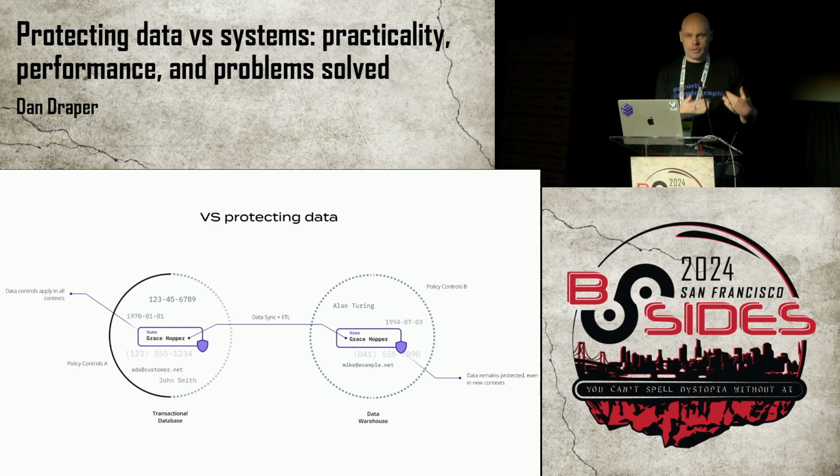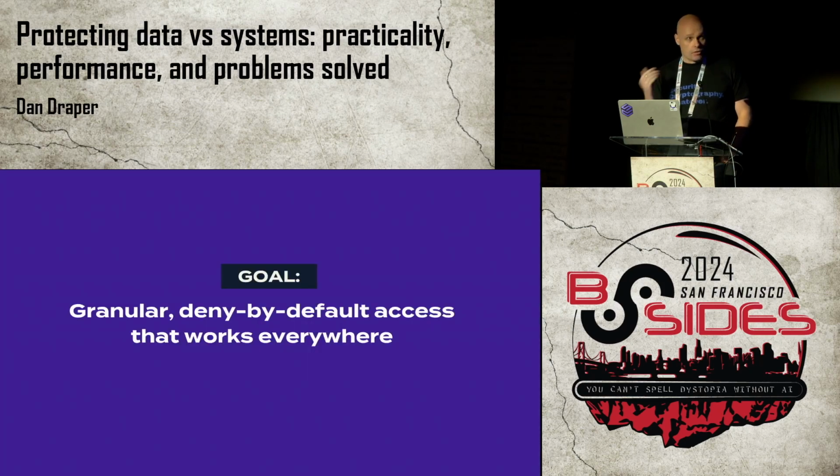So how can we protect an individual value or record, even though when that moves from one system to another, the policies and controls on the system may be different, we can still apply the same controls, same policy to the data itself. A universal protection, if you will. So our goal to achieve this is a granular deny by default access mechanism that works everywhere, that's universal.